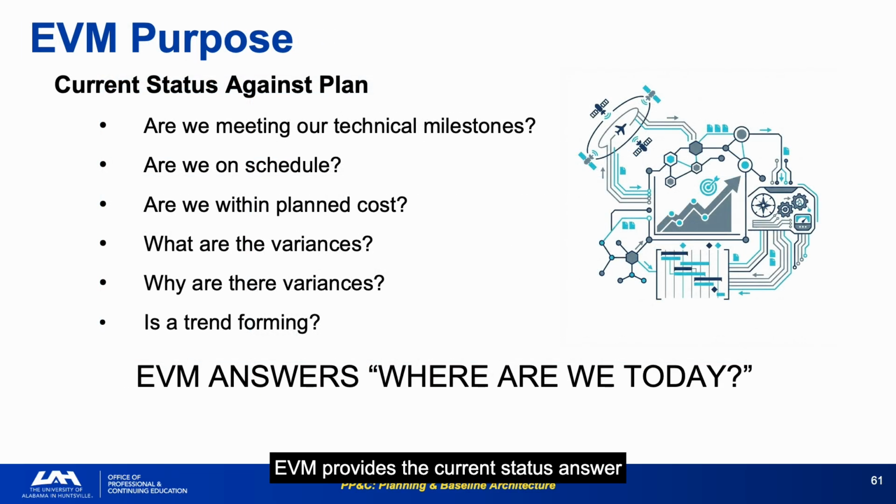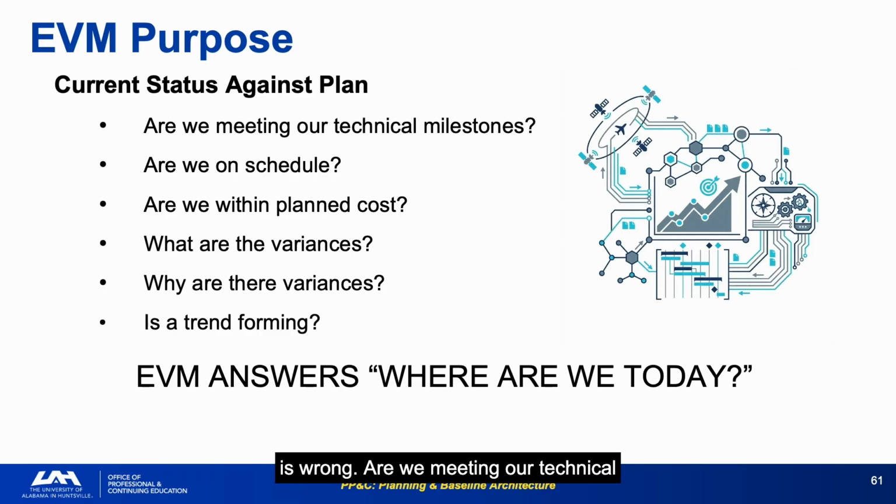EVM provides the current status answer by integrating three dimensions: technical milestone accomplishment, schedule performance, and cost performance against the approved baseline. My emphasis: EVM answers, where are we today? This is why upfront planning matters so much. Your analysis and assessments through the life cycle will be measured against the plan you develop in planning. Get the plan wrong, and every EVM report is wrong.